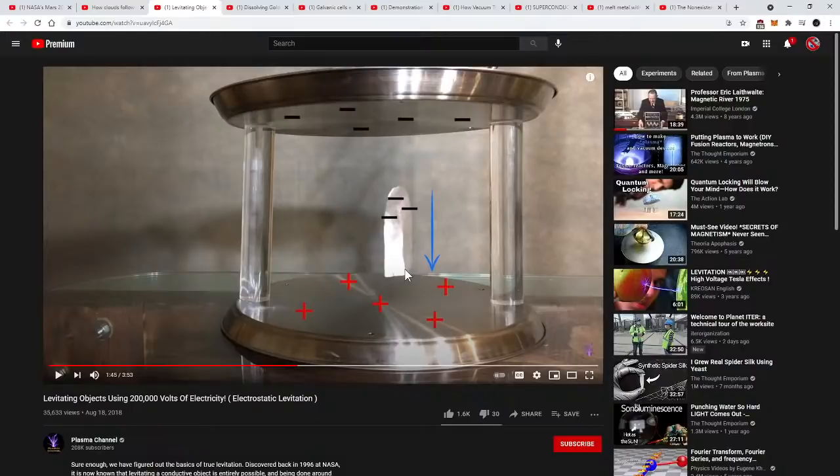So does anyone know how he's getting the 200,000 volts? Because he only mentioned 10,000. He showed it there at the end. He was using 200,000. Static electricity really isn't that much.